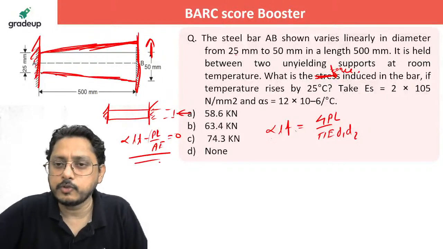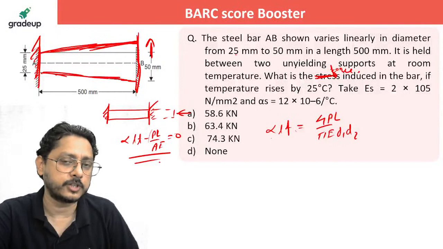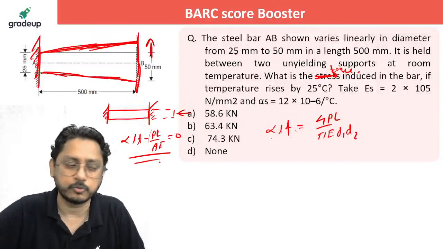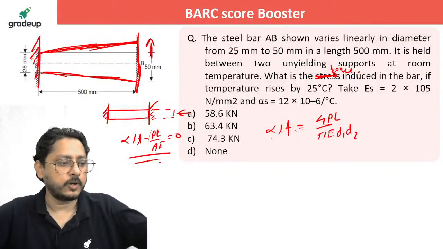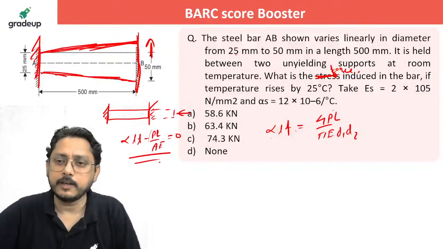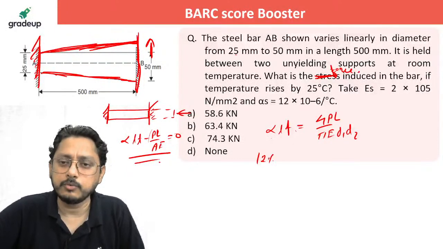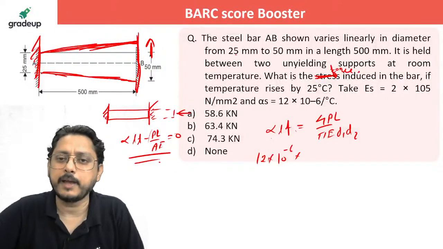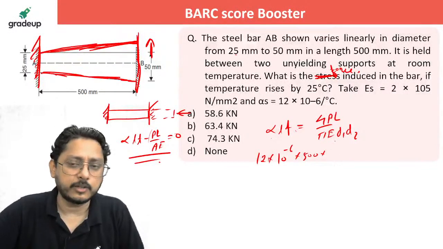So now calculate alpha LT. A few questions will have moderate calculations because for the BARC exam they are also providing a virtual calculator, right? So here alpha is 12 into 10 raised to minus 6, multiplied by L, which is 500. How much is the temperature rise?